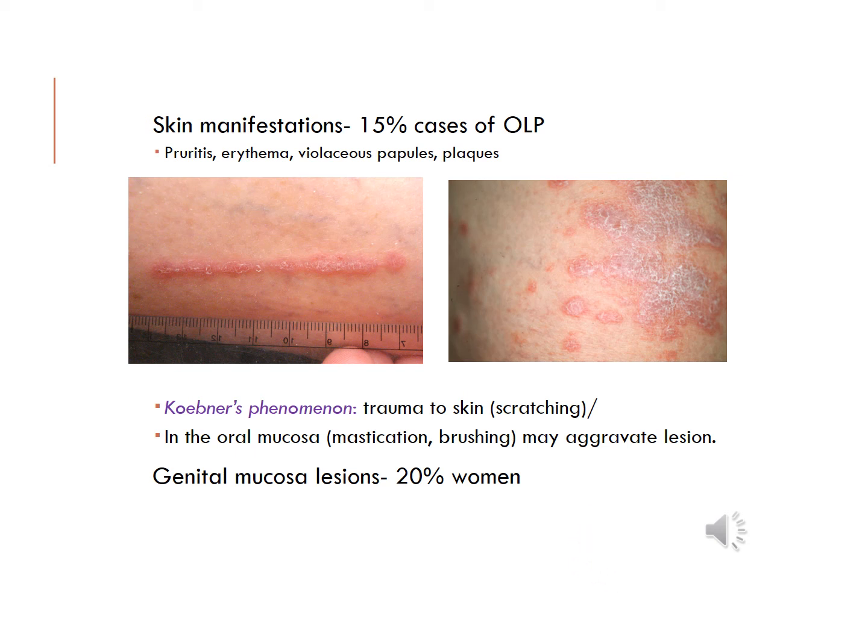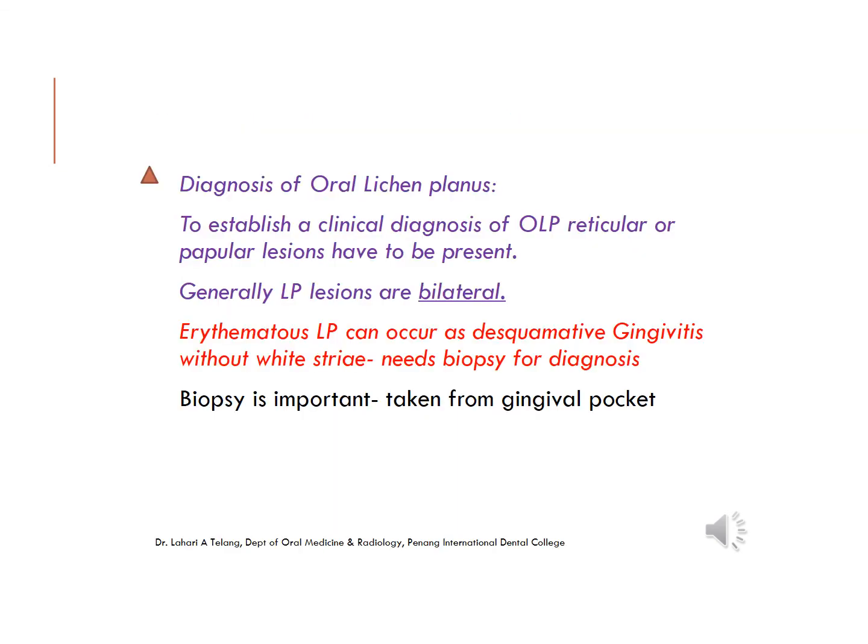As a dentist, when you're looking at a patient and you're suspecting oral lichen planus, it's important to also ask the patient if they could be having any skin lesions or any genital lesions. So, for the diagnosis of oral lichen planus, to establish a clinical diagnosis, it's important to see reticular or papular lesions. Generally, lichen planus lesions are bilateral.